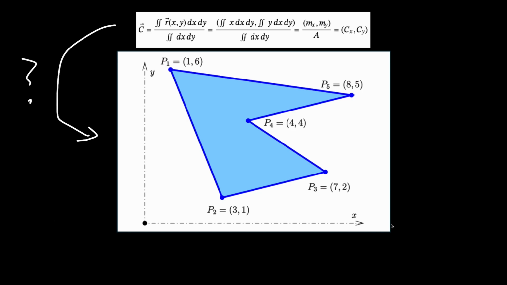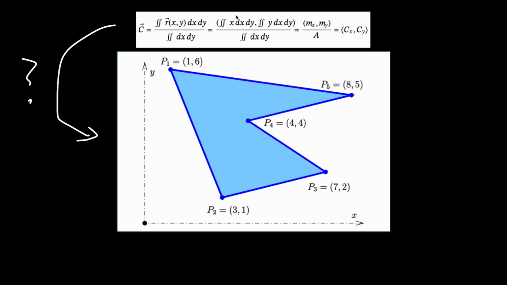What we have here is an example polygon and the center of mass equation written in terms of calc-free. To break this down a little bit, A is the area of the polygon, and mx and my are respectively the double integral of x over the region and the double integral of y over the region.